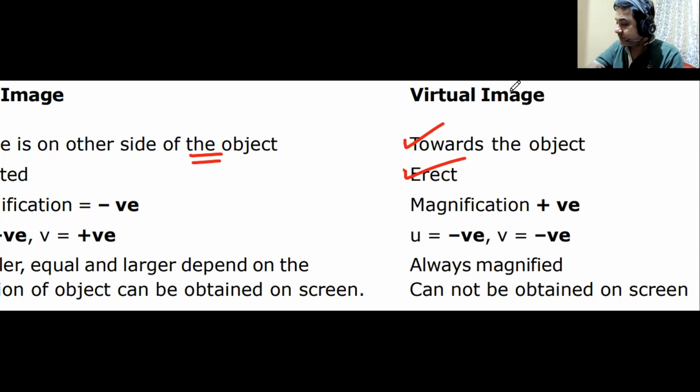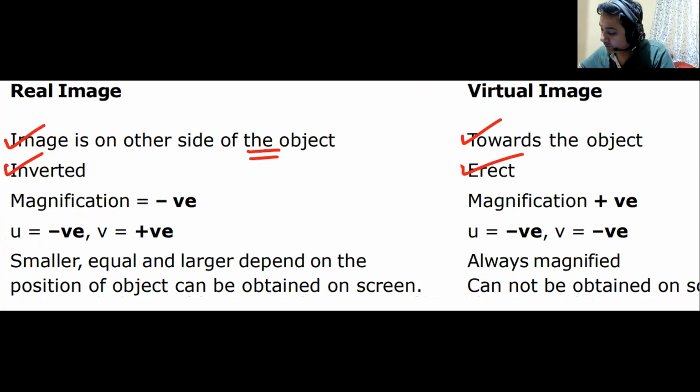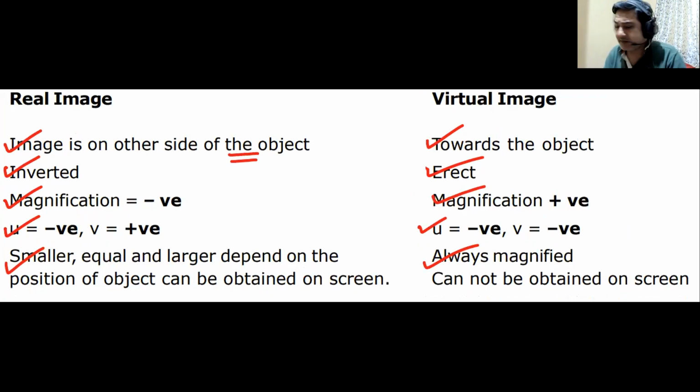Magnification is negative. Magnification is negative. Magnification is positive. U is negative. V is positive. Here U is negative and V is also negative. For a convex lens, the real image can be smaller, same size or bigger than the object, but the virtual image is always magnified. Do we understand this? Yes, sir. I'll give you a minute to note it down.